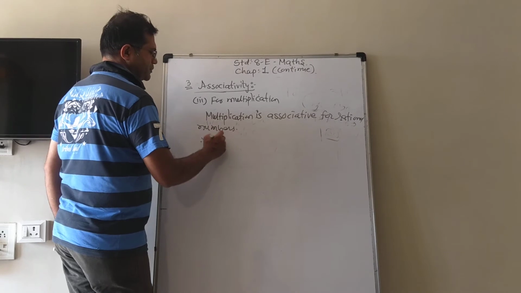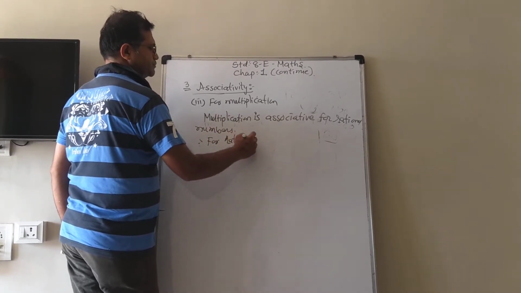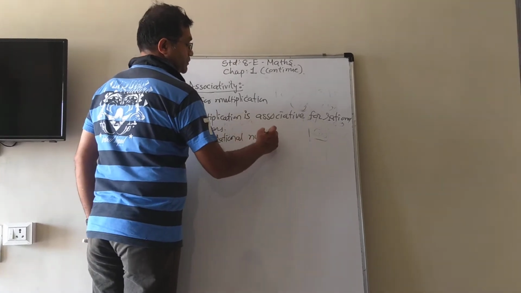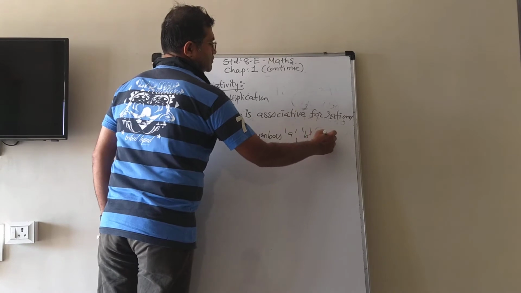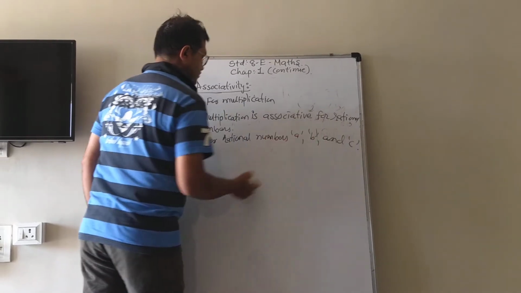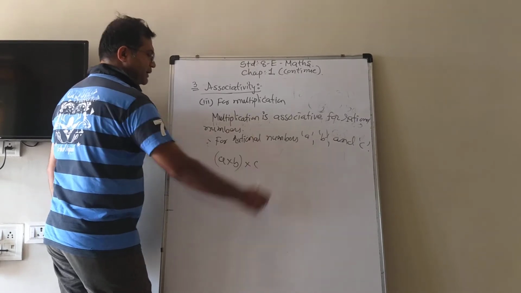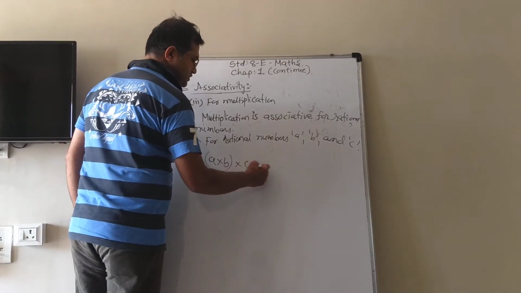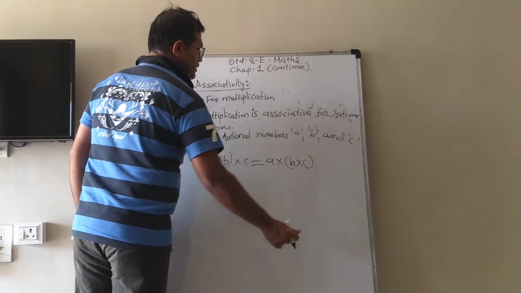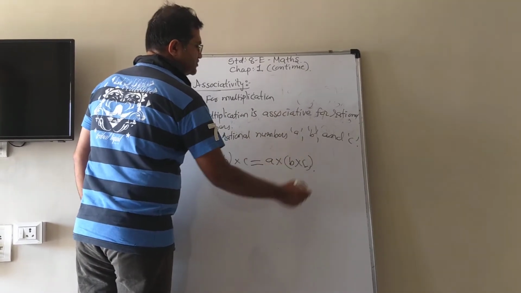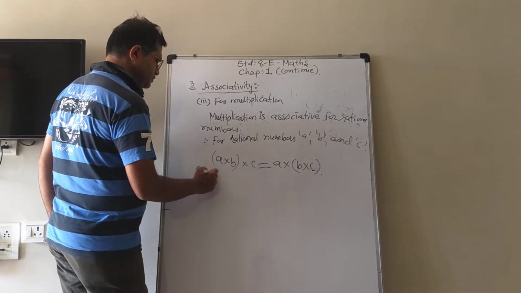Therefore, for rational numbers A, B and C, A multiplied by B multiplied by C is equal to A multiplied by B multiplied by C. We can check with an example also.